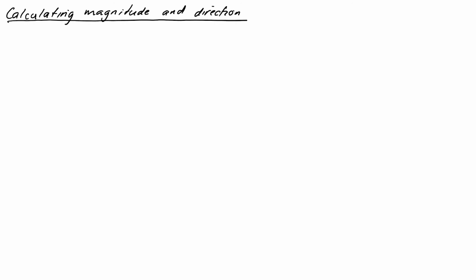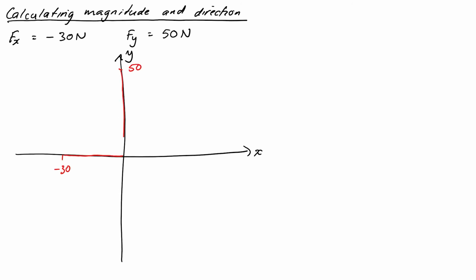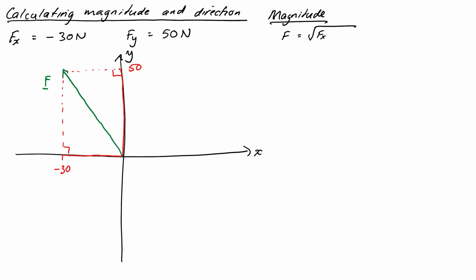Well, let's say we're given a force vector with components Fx equals negative 30 newtons and Fy is 50 newtons. We want to know the magnitude and the direction of this force vector. So we can calculate the magnitude using Pythagoras' theorem. So that will give us that the magnitude F will be the square root of Fx squared plus Fy squared. So that square root symbol, just also a little aside, that always corresponds to a positive number. And that's what your calculator gives you when you use the square root on it.